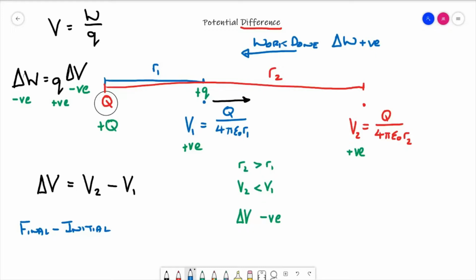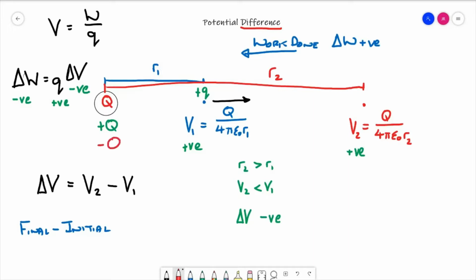Exactly the same arguments are going to apply if we make both the charges negative as well, because the force will still be repulsive. Let's though obviously try not to make the diagram too complicated, but let's have a look at what would happen if we had two opposite charges.